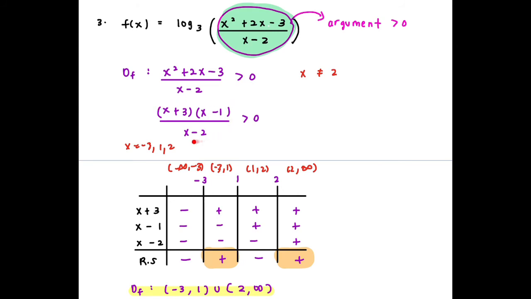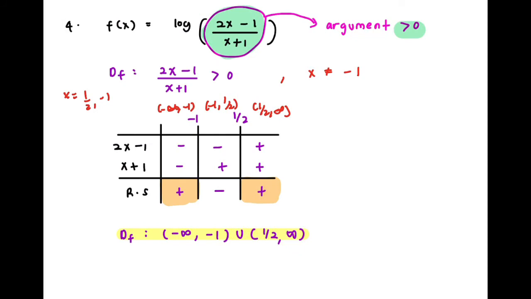So from the equation here, let's take out what are the zeros. So x equal to minus 3, 1, and also 2. So now let's draw our sign diagram here. Okay, put in all the zeros according to the sequence. So write the intervals here: minus infinity until minus 3, minus 3 until 1, 1 until 2, 2 until infinity. So just do the sign diagram here. Then let's take the resulting sign of the positive part. So our answer is minus 3 until 1, union 2 until infinity. So we can conclude our answer here.